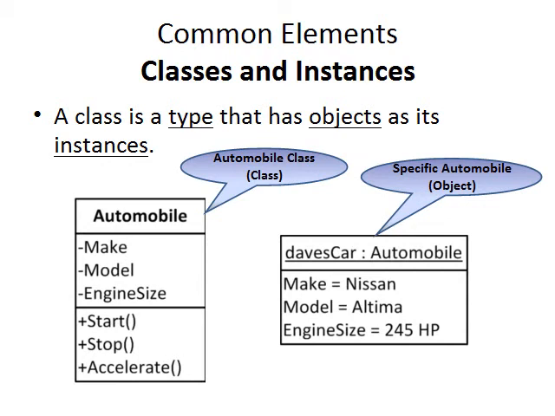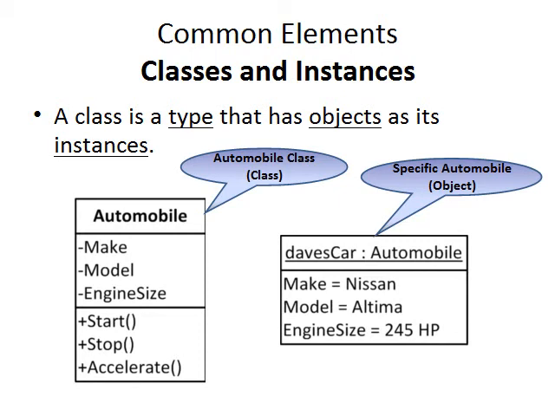The make, model, and engine size are attributes of the automobile, and in the instance class on the right, they're given initial values: Nissan Altima, 245 horsepower. Also notice that the instance name is underlined, including the type name if that's presented, whereas the class name in the class on the left is not underlined.